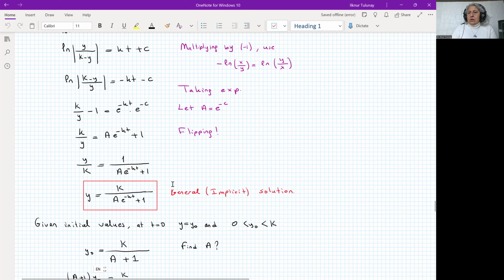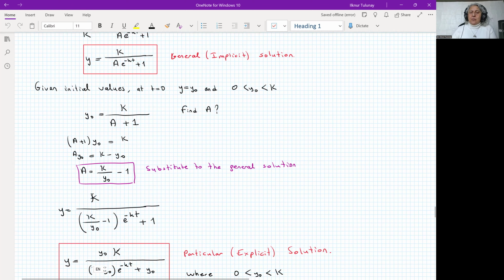This is a general solution. Another name for the general solution is implicit solution. So this is an implicit and general solution. This A is just any constant, and as you realize, it comes from that C. Very important: we shouldn't forget that C, such that we will be able to have the general solution. Well, now we are going to use the initial values to find the value of A and plug it in, and then that will give us the particular solution. This is the next step.